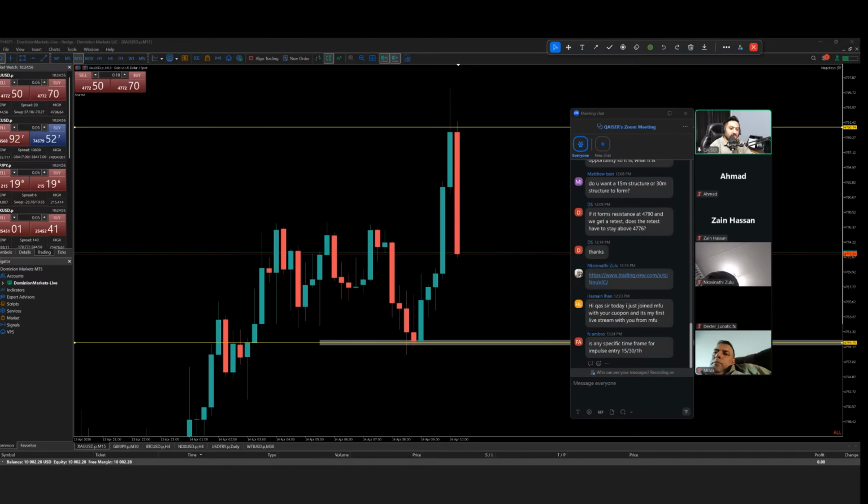So is there any specific time frame for impulse entry, 15 or 30? One hour, all time frames could give you the impulse entries, to be honest. All time frames could give you the impulse entry easily. But you need to make a combination between them, looking at the structure, looking at the volume. That makes sense because impulse entry is always connected with the volume. If there is a volume, even the 5-minute is going to work out for you.